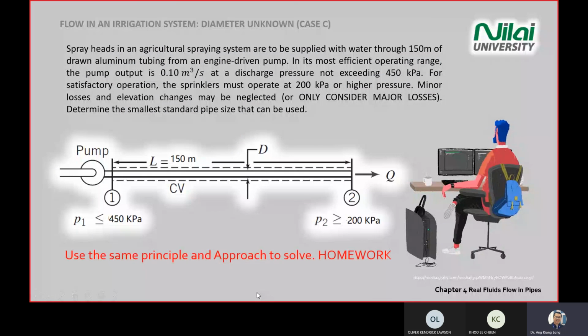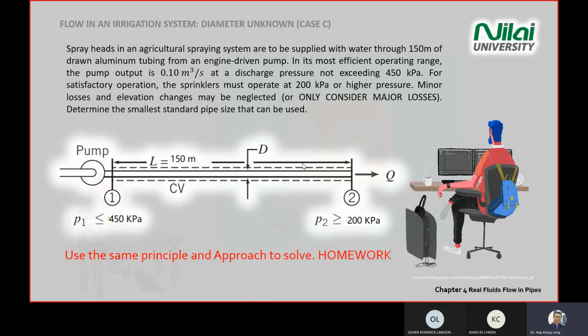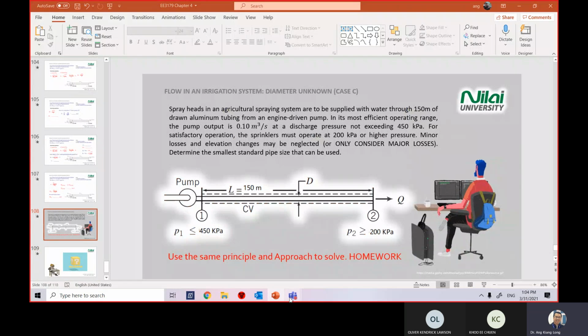Okay, then the next question, I will just give you as homework. This is the same principle, the same scenario, and then you have the pressure difference across both ends, and then they ask you to find the standard pipe size, which is D, where the L is given. So now you find the D. Same principle. Treat this as your homework to practice on the equation that we learned today. Okay, with this we summarize chapter 4. Let me stop the recording.